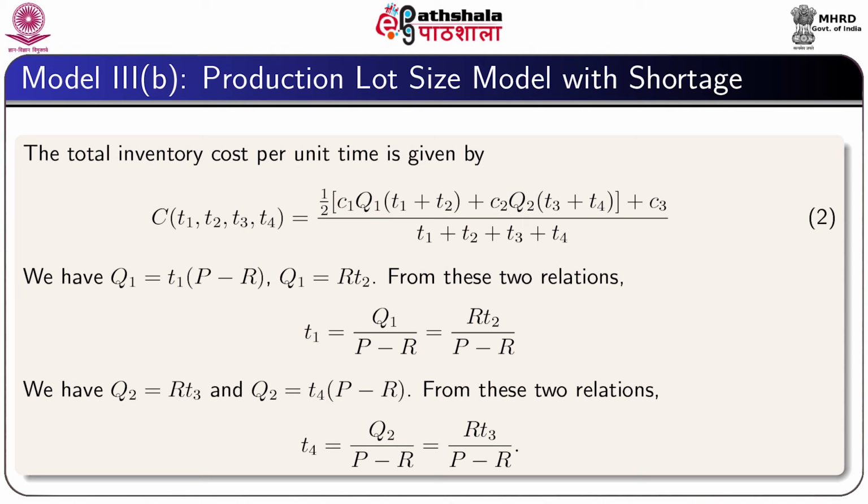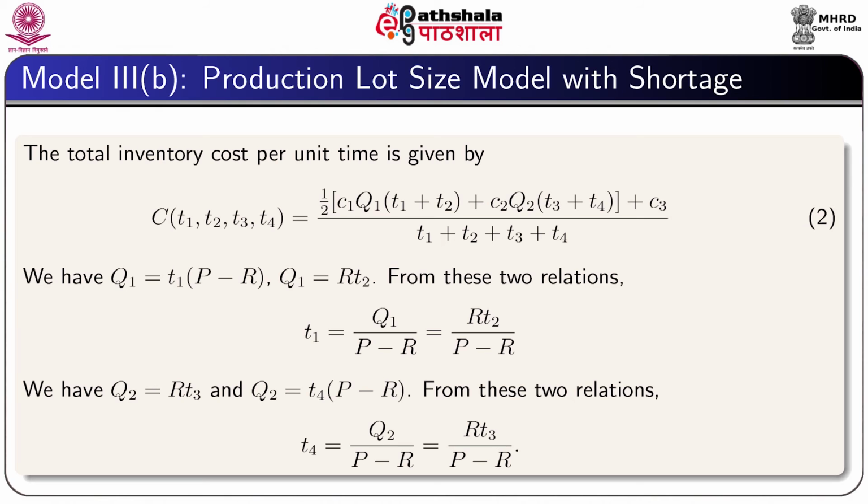We have from the figure Q1 equal to T1 into (P minus R), and also we have Q1 equal to R into T2. So, from these two relations we get T1 equal to Q1 by (P minus R), which is equal to R T2 by (P minus R). This means that T1 is expressed in terms of T2.